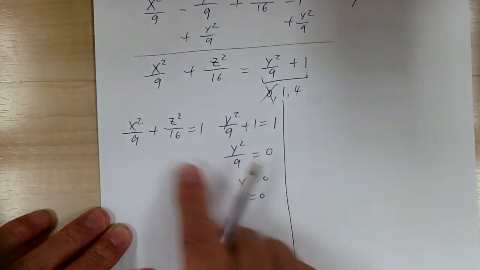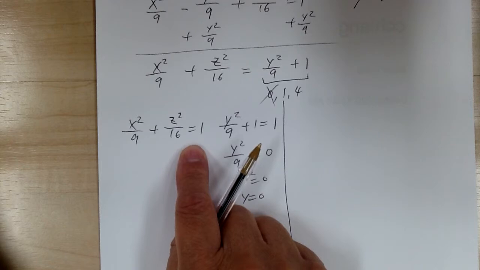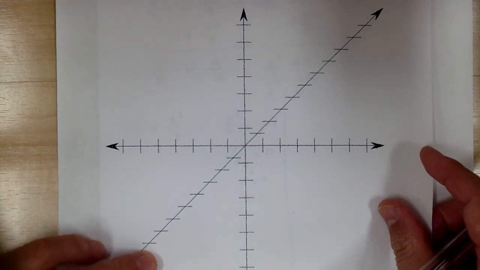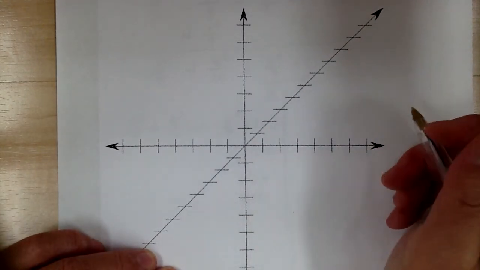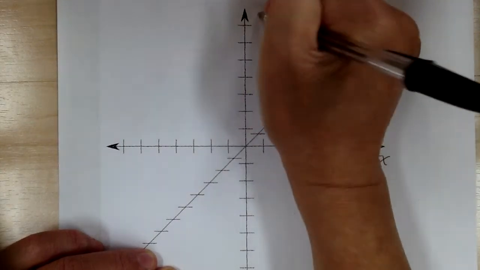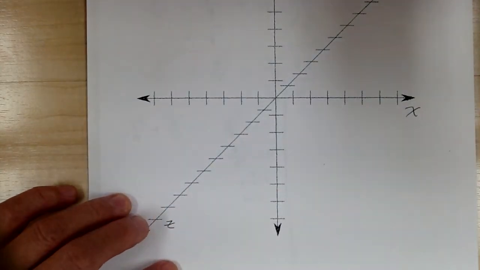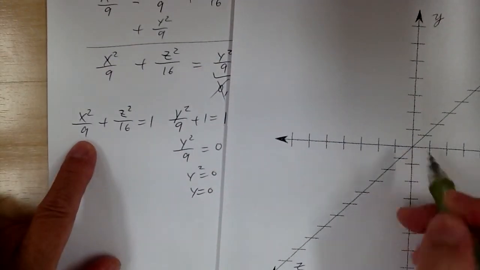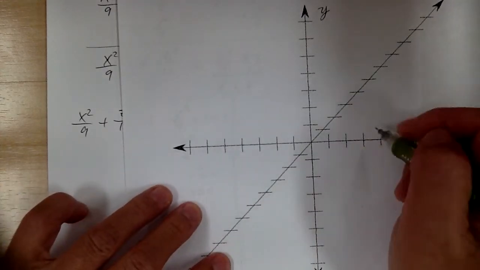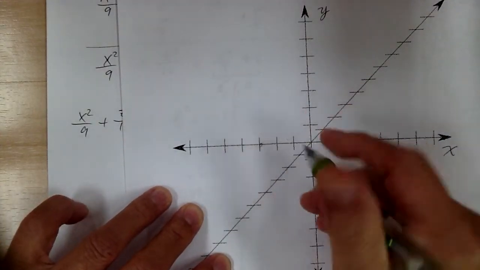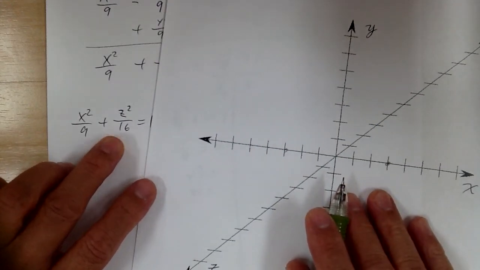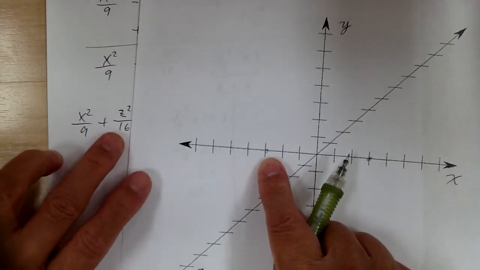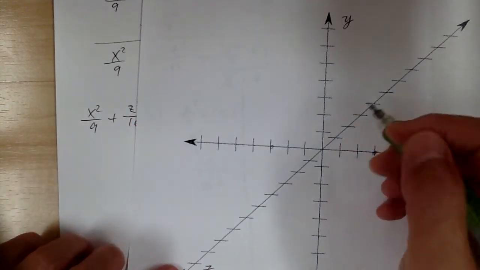Okay, so let's sketch this out first. Over here I'm using a big graph paper. This is bigger than the one you have, so the scale is twice as big. Just be aware of that. So that's your x, y, and this is z. At y equal to 0, you're going to go 3 in the x direction and 4 in the z direction.